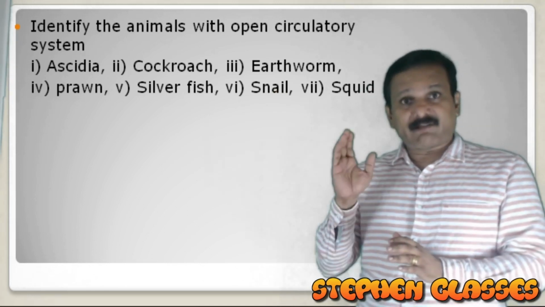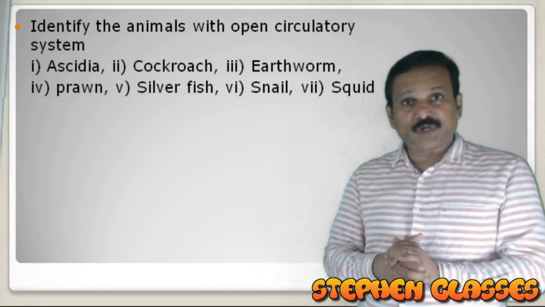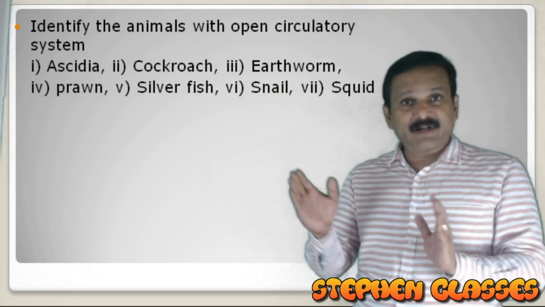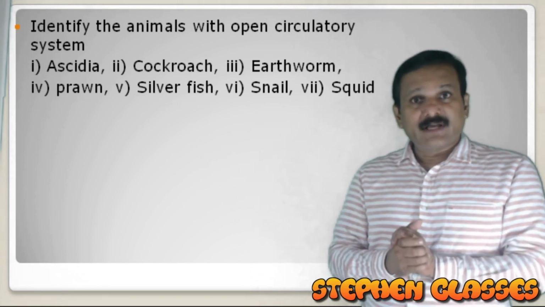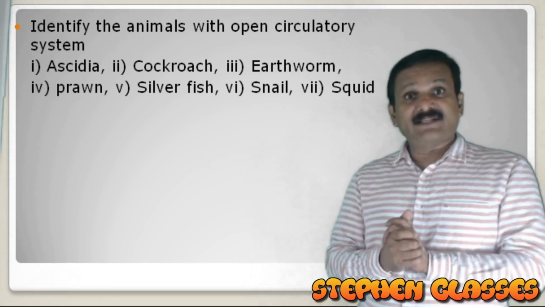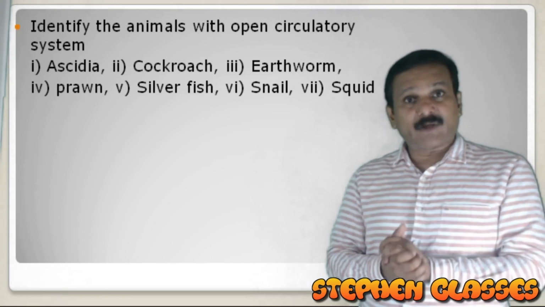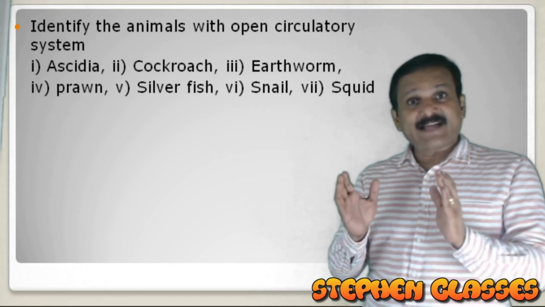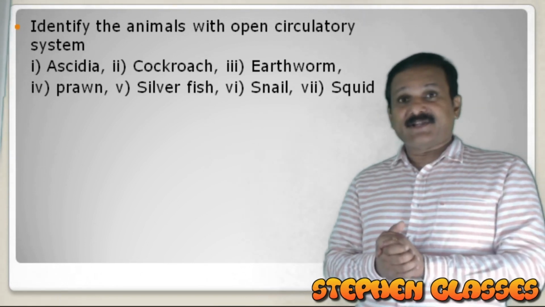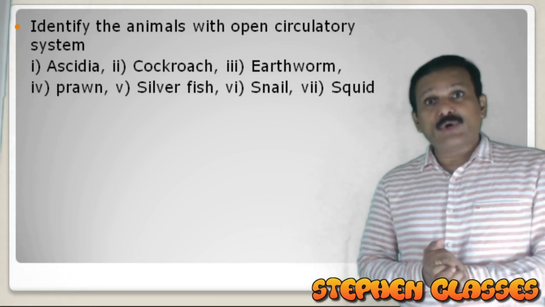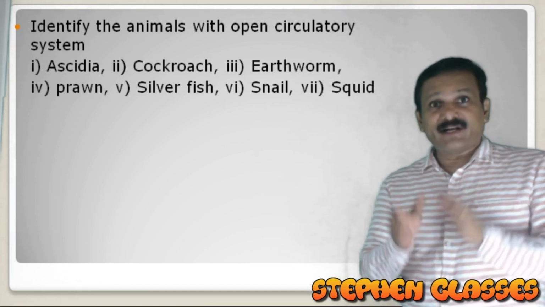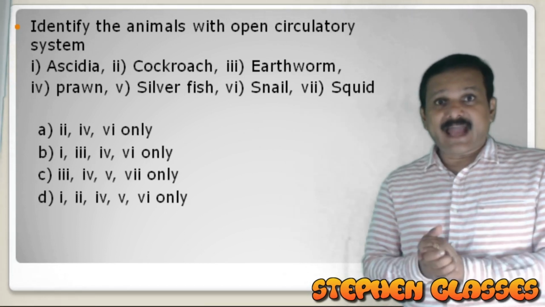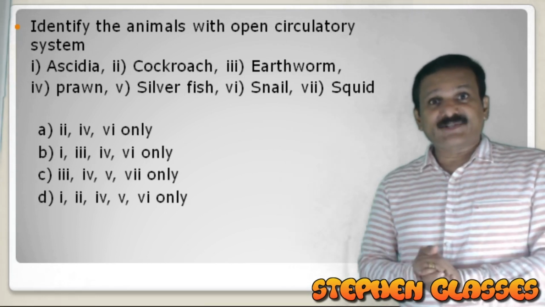Prawn is a crustacean coming under Arthropoda. So it will have open circulatory system. Silverfish is again an arthropod. Lepisma is the scientific name for silverfish. It will have open circulatory system. Snail has open circulatory system. Squid has closed circulatory system because it is a cephalopod. So here earthworm and squid have closed circulatory system.